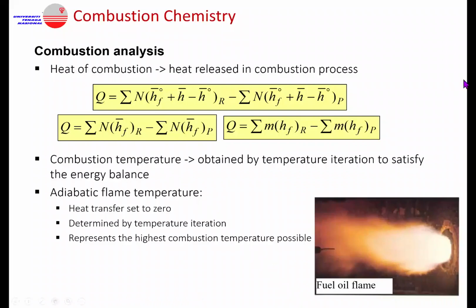Okay, now let's talk about the heat of combustion. After all, this is the ultimate objective of combustion. We want to obtain the heat, right? To estimate the amount of heat being produced, I think you also have done this before. We have to do a little bit of analysis in terms of the heat of combustion. The heat of combustion is the heat released in the combustion process. So remember, in a combustion equation, we have reactants on the left hand side of the equation.